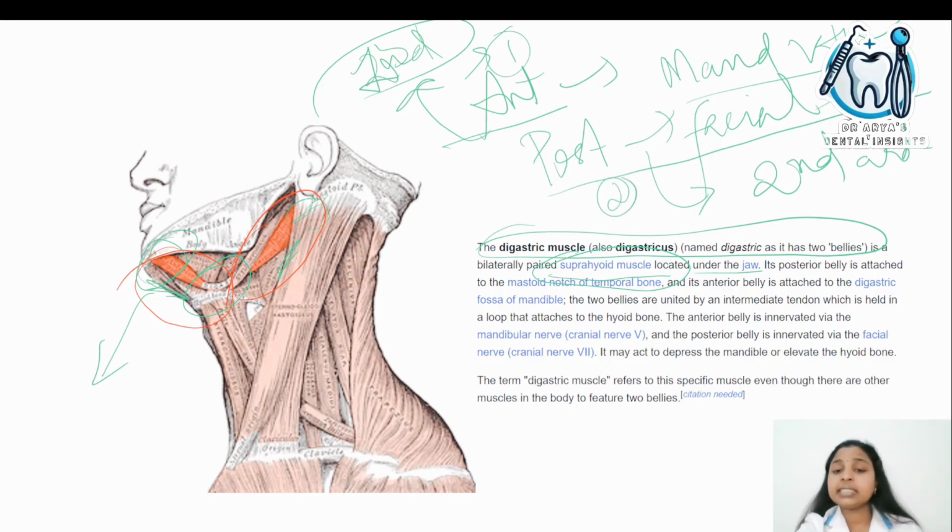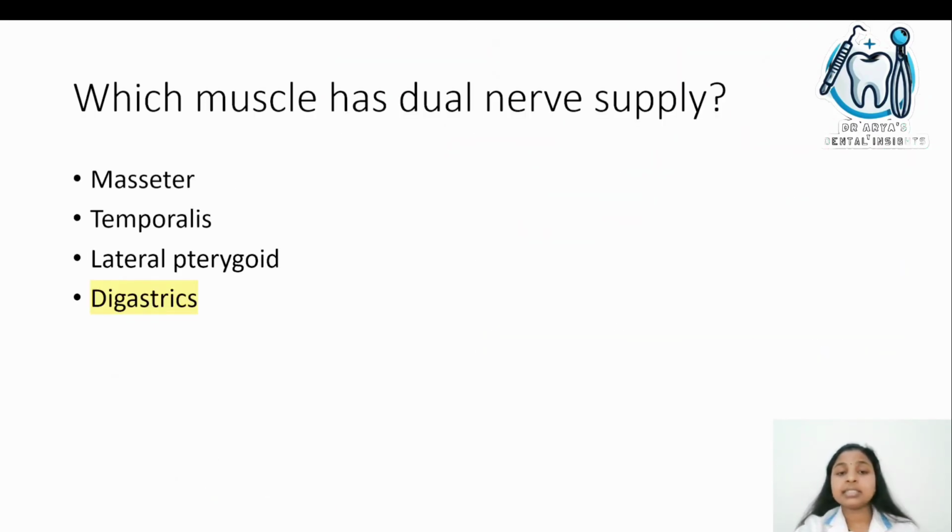The term digastric muscle refers to this specific muscle, even though there are other muscles in the body that feature two bellies. It may act to depress the mandible or elevate the hyoid bone. So the answer is digastric muscle. It has dual nerve supply: the anterior belly by the mandibular nerve, and the posterior belly by the facial nerve.